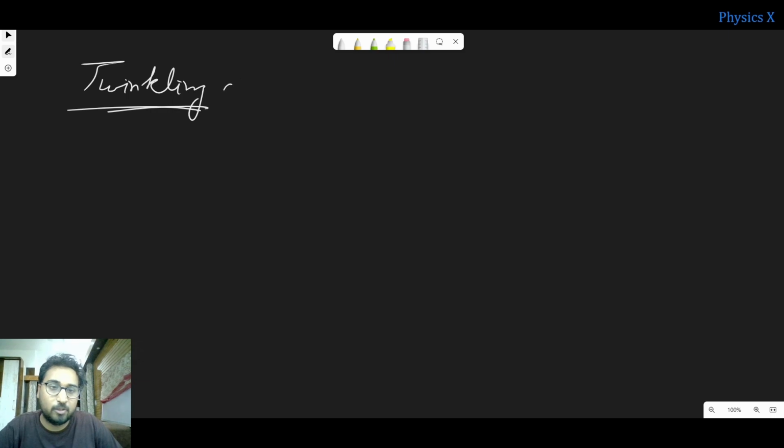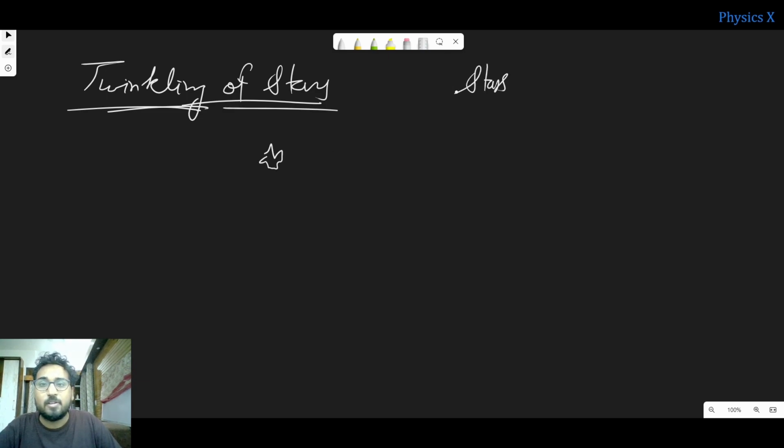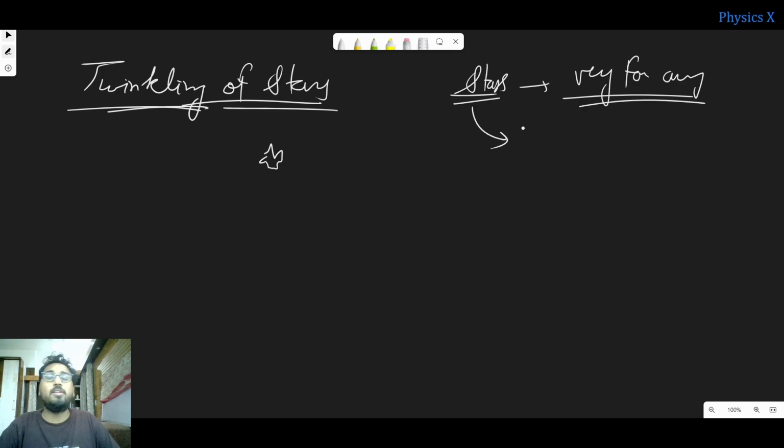Also, in the case of twinkling stars, you have seen, this is a more frequently asked question, mentioned in our textbook also, twinkling of stars. So why does it happen? Suppose this is a star. The distance of stars from us is very large. Stars are not small, stars are actually very huge, but they are very far away from us, so you can consider them as point sized, right? These are point size.